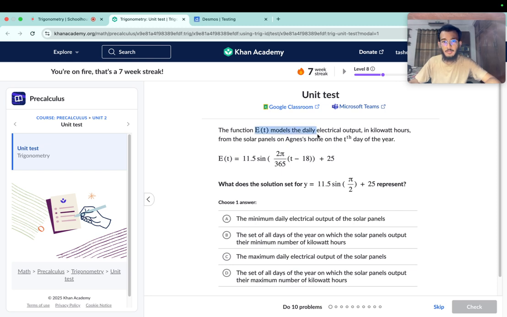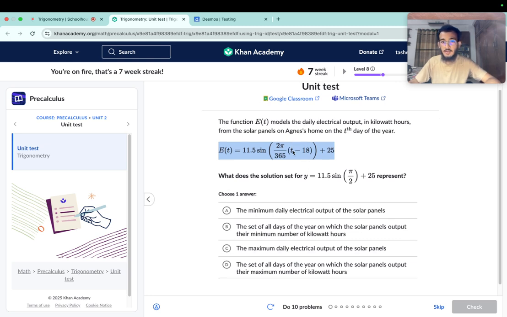The function E(t) models the daily electrical output in kilowatt hours from the solar panels on Agnes's home on the 10th day of the year. Okay, so here's the function that models daily electric output. On the 10th day of the year, which means when t equals 1, it means the first day, when t equals 2, the second, and so on and so forth. What does this solution set for y equals this thing represent?